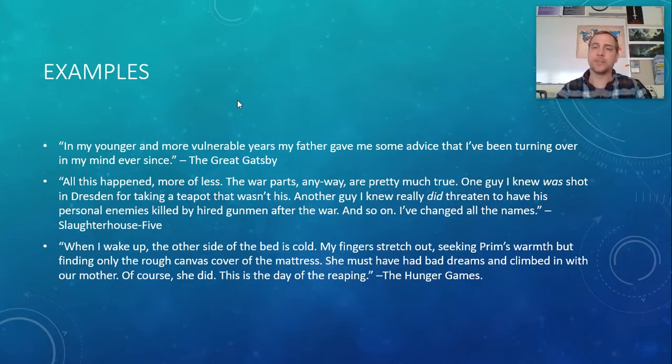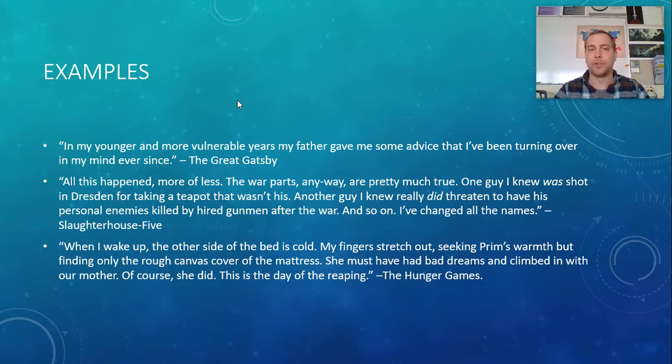And so here's some examples. The Great Gatsby is written in the first person. He says, "In my younger and more vulnerable years, my father gave me some advice I've been turning over in my mind ever since." You see the my and the I. Those are all signs of the first person.